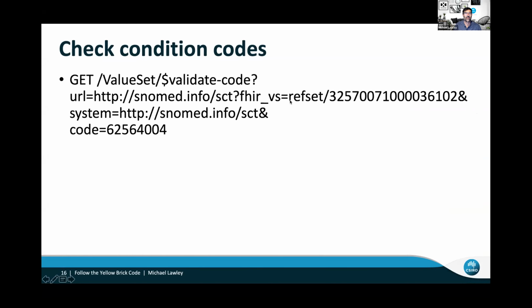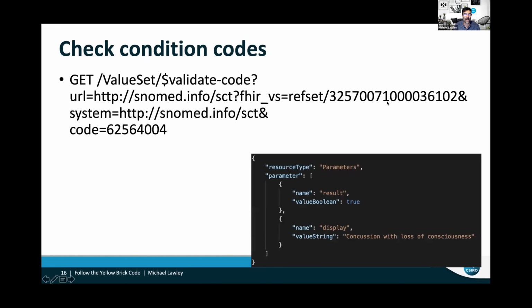This one happens to be a refset-based implicit value set. And so every SNOMED reference set has a corresponding value set with a URL like so. And the expansion of that implicit value set is all the members of the reference set. So this is asking, is this code from SNOMED a member of this reference set? And what comes back in this case is the Parameters resource with the result true, and for convenience, the display text for that concept saying concussion with loss of consciousness. So we're happy that this code is appropriate for the field because it's a member of the value set.